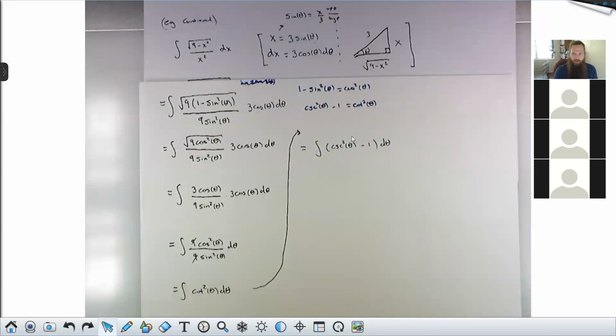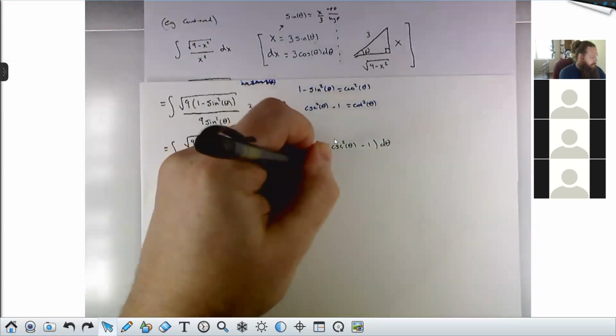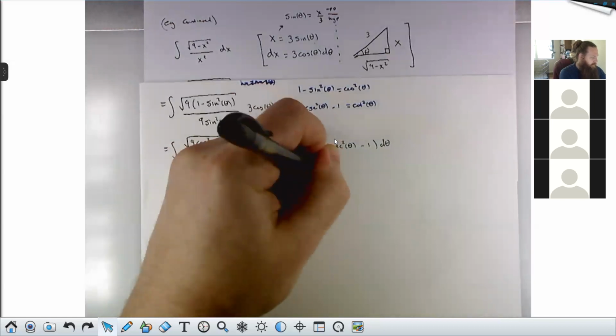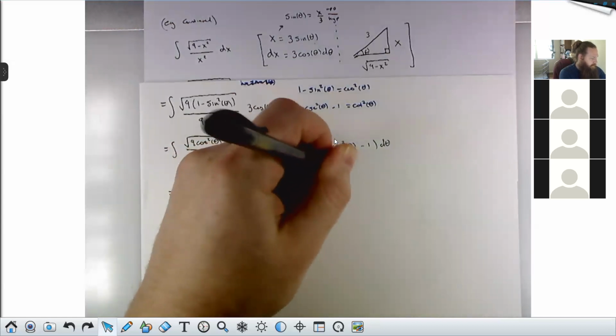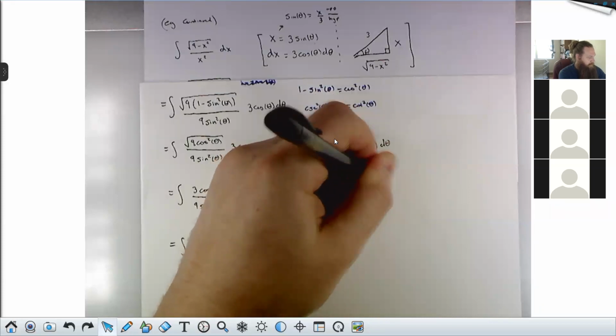What's the derivative of tangent? Tangent squared theta. The derivative of tangent is secant squared, right? And the derivative of cotangent is negative cosecant squared. So this is something from the table in 5.4. This is negative cotangent theta. And then the 1 d theta is going to integrate to theta.